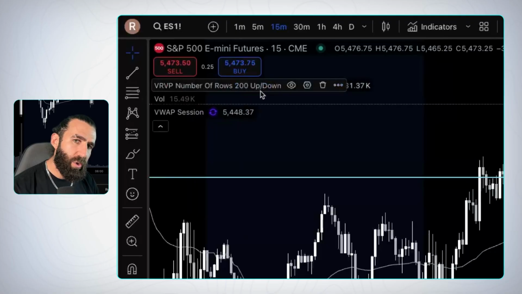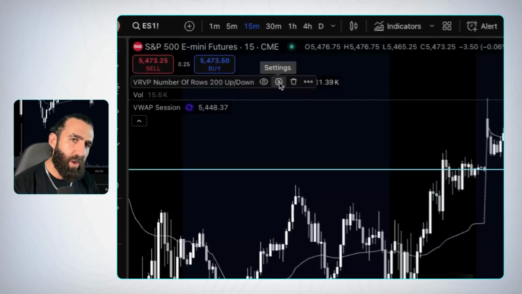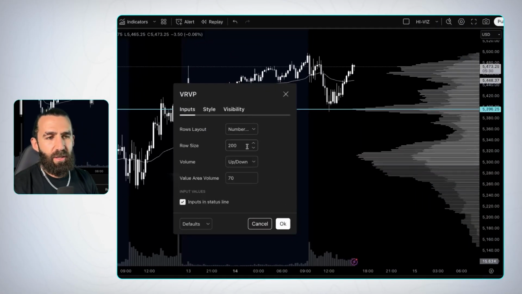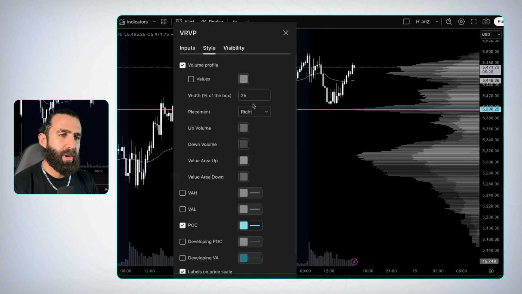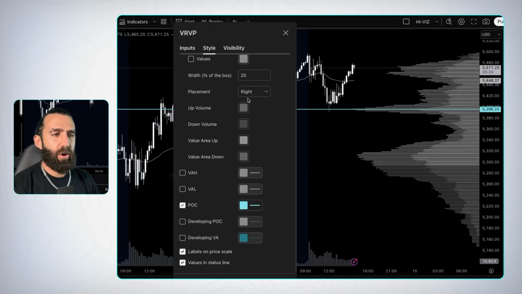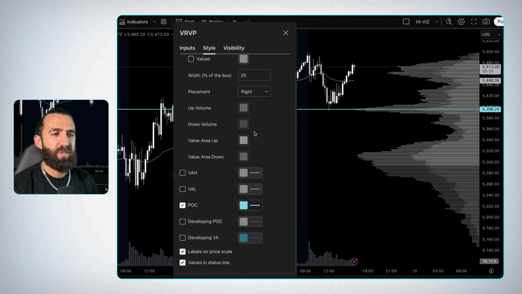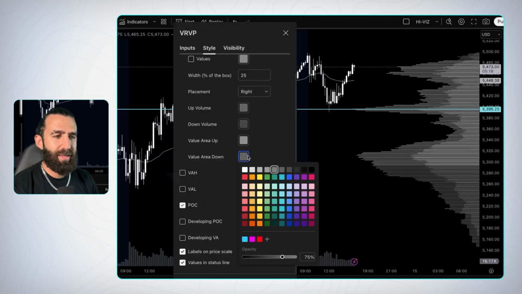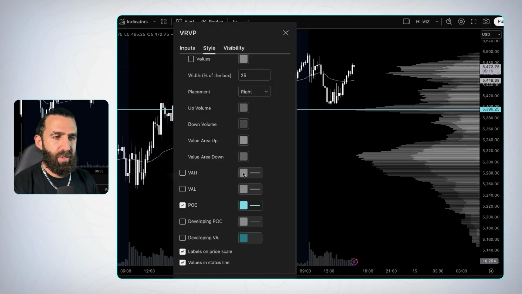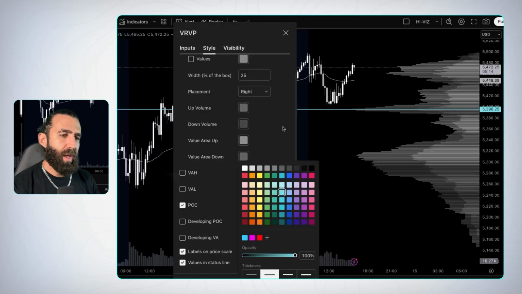I will show you the settings for visible range volume profile because some of them are custom. Row size is set to 200. Width is set to 25, just brings it over a little bit. And then here is my color scheme on this bad boy. I'll click through it real quick. You can pause the video if you want to set yours up exactly the way that mine is. I get asked about this one all the time, so I don't mind. Oh, don't have that one set. And that's the point of control.